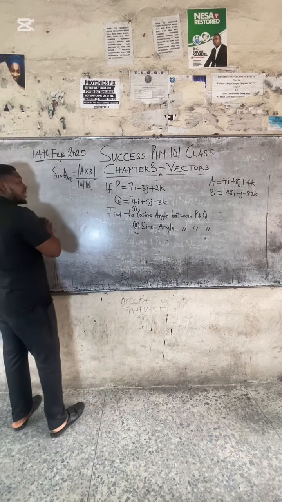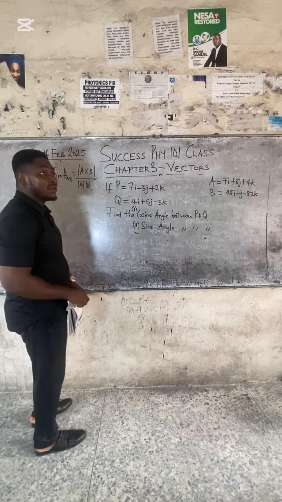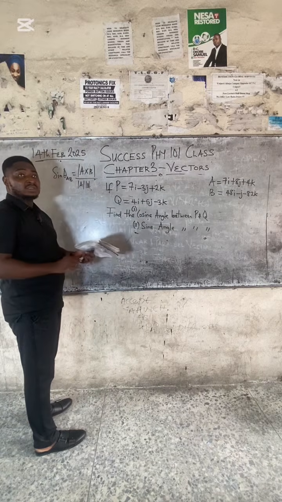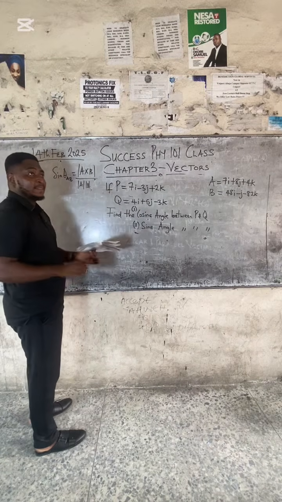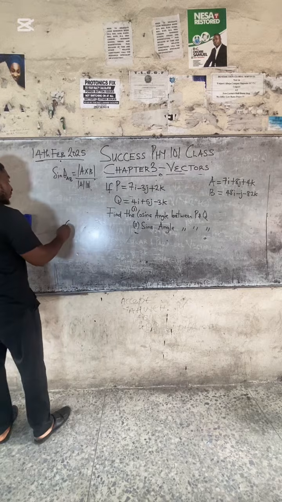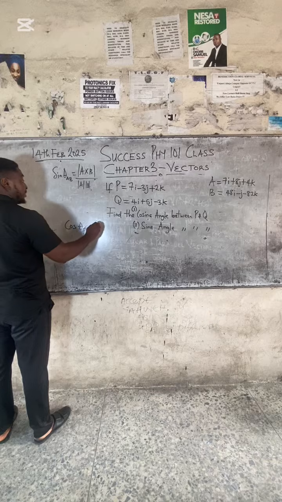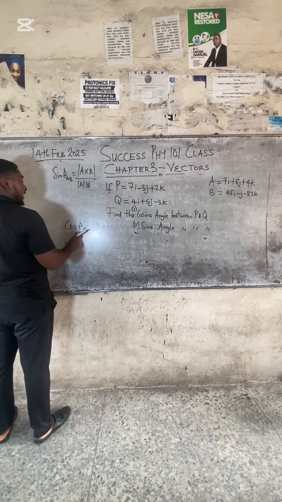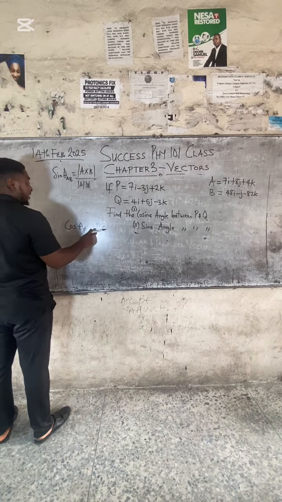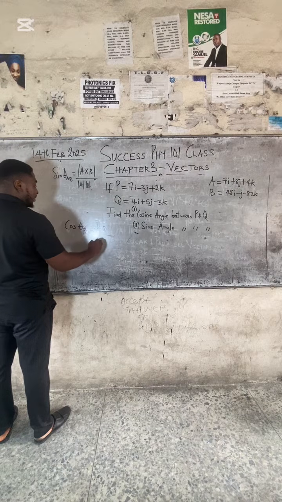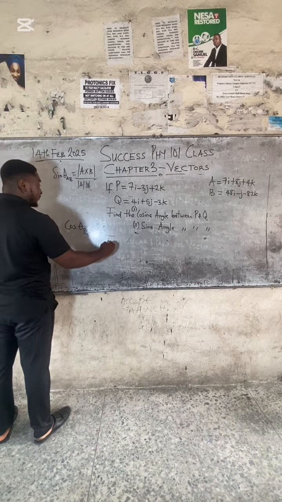We have two ways of determining the angle between two vectors: the cosine angle and the sine angle. Class, the formula for the cosine angle, cos theta PQ, now it's PQ, not AB, is P dot Q, because if it was A and B, it would be A dot B. All over the magnitude of P times the magnitude of Q.